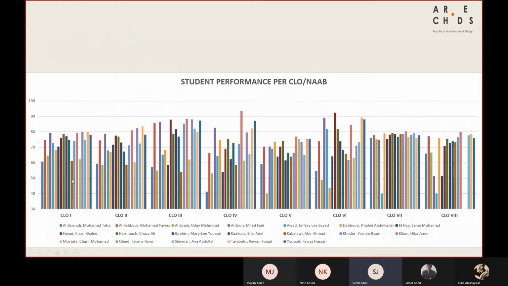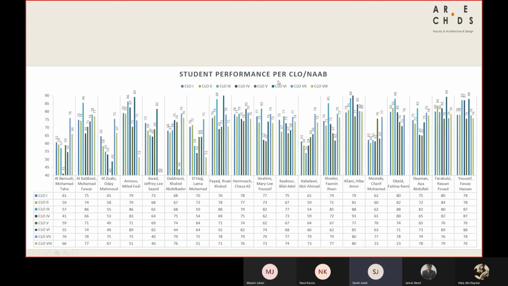This graph shows for each CLO the grades of the students. If we take an example of CLO number 4, we can see that the highest grade here is 94, and to see the student, it is colored in pink. We see here Hiba Kilani gained the highest grade in this CLO. This is an example. And we can read the student performance per CLO in another perspective as well. We can see here for each student his grades regarding the CLOs. If we take Milad Antoine as an example, we can see that the highest grade was 89, and if we see which CLO, it is CLO number 6, and so on.